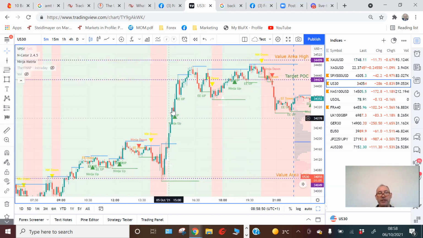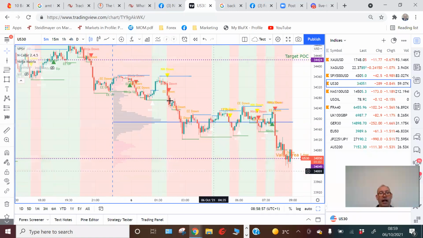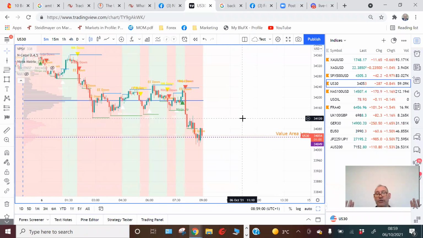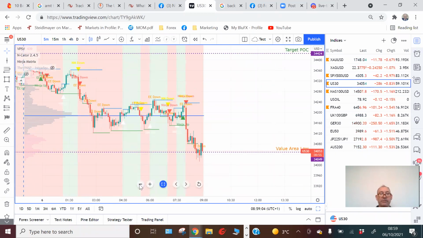There's different names for this. Your potential entry points here. So that's where I would look at it if I wanted to. If you missed it, just let it go. There's always another trade. It's better to protect your account.